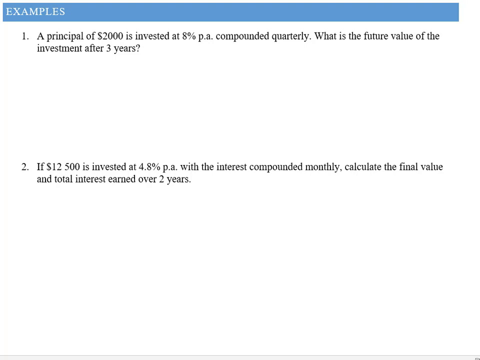A principal of $2,000 is invested at 8% compounded quarterly, and my percentage rate is given per annum. What is the future value of the investment after 3 years? So let's have a look at the information I've got. I have my present value, or my principal amount, which is $2,000. I've been told my interest rate is 8%. Now 8% is 8 over 100, which is 0.08 as a decimal. And this is being compounded quarterly.